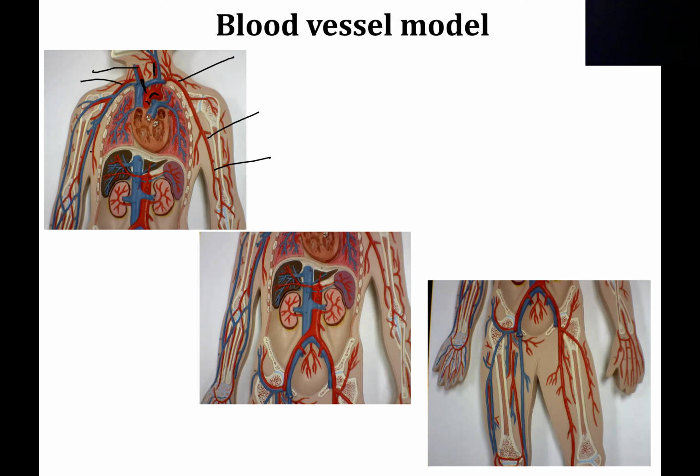You can see them as it kind of goes down here, but it's clearer on this side without the veins present. The brachial artery is going to split into the radial artery and the ulnar artery.